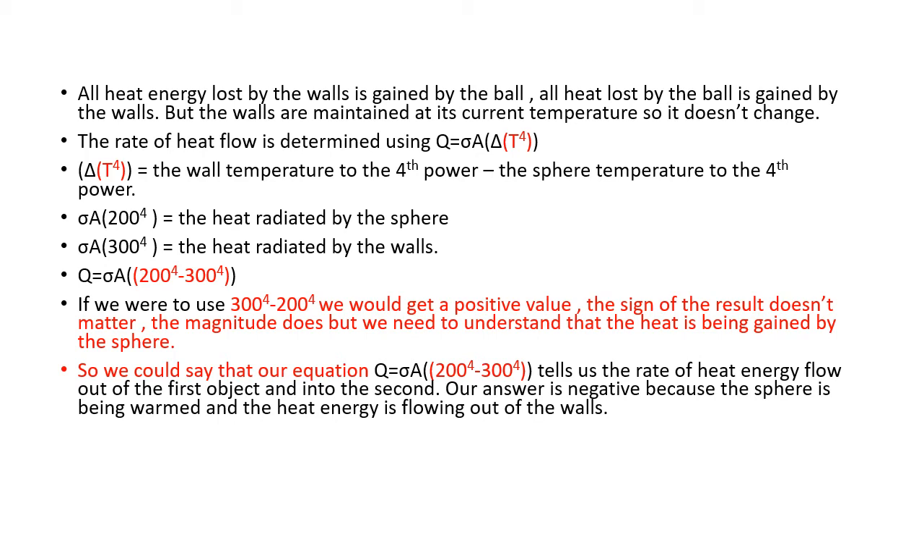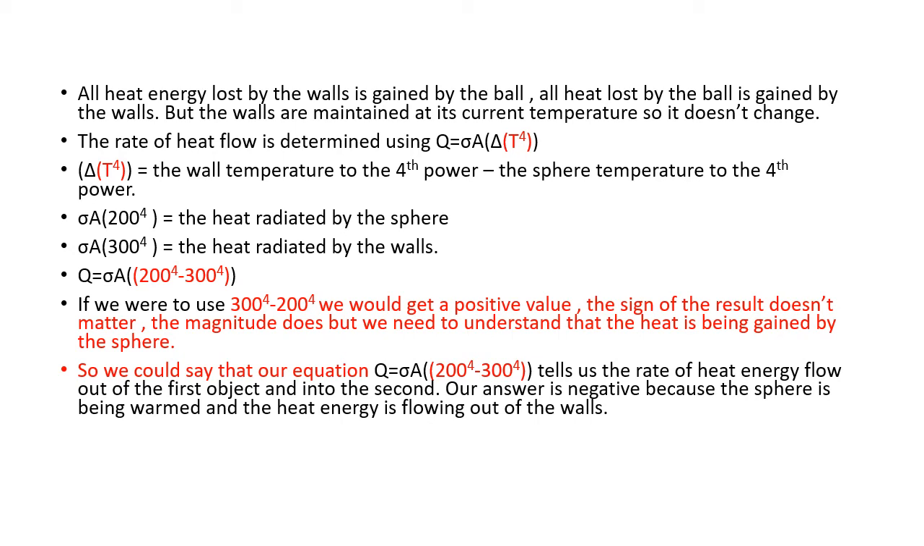We've been told to calculate Stefan's constant, so we're going to pretend we don't know what that is right now. But just to expand on that a bit further, if we were to use 300 to the power 4, subtract 200 to the power 4, we'd get a positive value for Q. If we had to swap around, we'd get a negative value. The sign of the result doesn't really matter, but the magnitude matters. The main thing with these questions is that if something is hotter and something is cooler, the hotter one will radiate energy. It'll have a net energy loss, while the cooler object will have a net energy gain. So in this case, our sphere is being heated, so it will have a negative net heat flow.